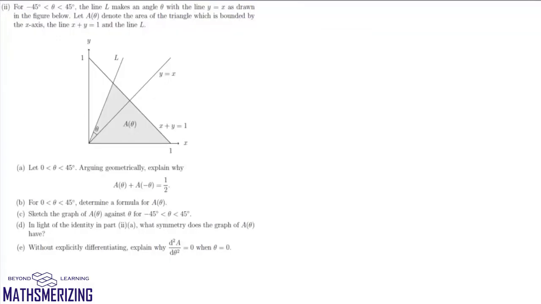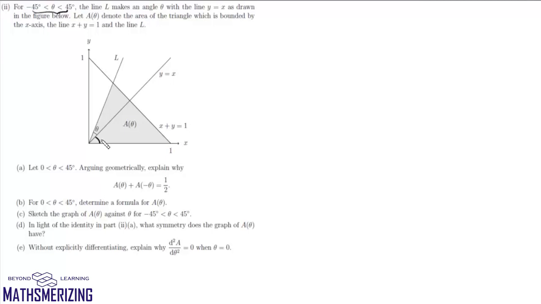Now part 2 is, for theta lying between minus 45 and plus 45, the line L makes an angle theta with the line y equals x as drawn in the figure. Let A(theta) be the area of the triangle which is bounded by the x-axis, the line x plus y equals 1, and this line L. Now part A is, let theta lie between 0 and 45, we need to show geometrically why A(theta) plus A(minus theta) is 1 by 2.